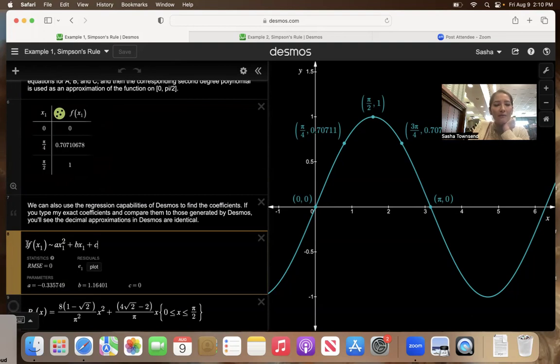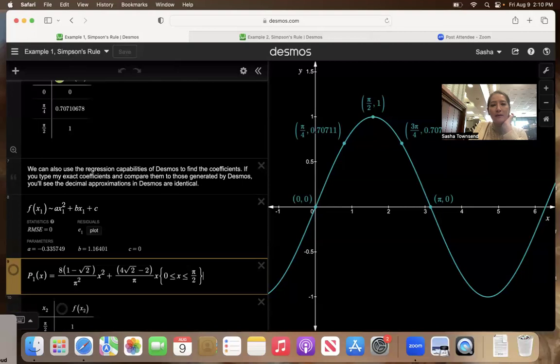So I said f of x sub 1, where x sub 1 are the x values in this column, I want that to be given by a quadratic polynomial. I used ax squared plus bx plus c, but rather than using x values, I just used x sub 1. And it found the coefficients for me. I can also find those coefficients by solving a system of equations. And it turns out that these are what the coefficients are.